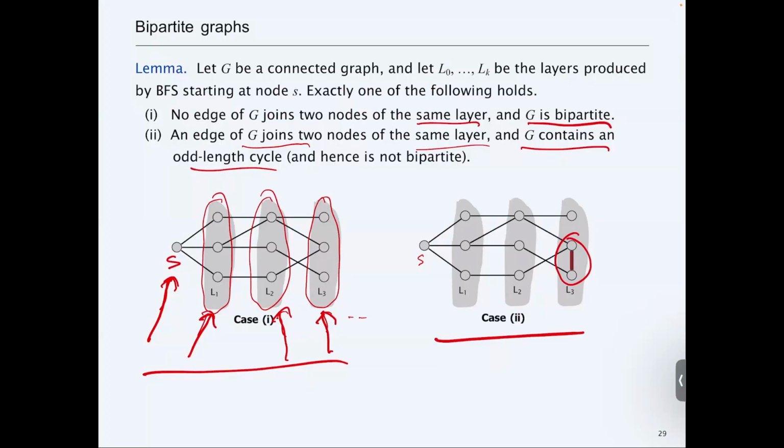They are the same color, and therefore the graph cannot be bipartite. So this is one of those moments in algorithms where you have all of these different ideas that seem disjoint from each other that actually connect together very elegantly. Okay, so let's see why this is the case.